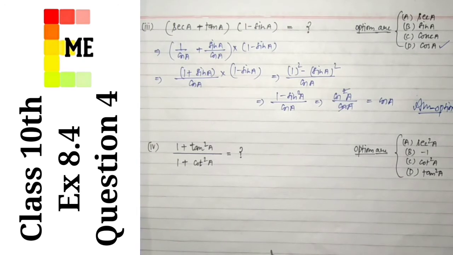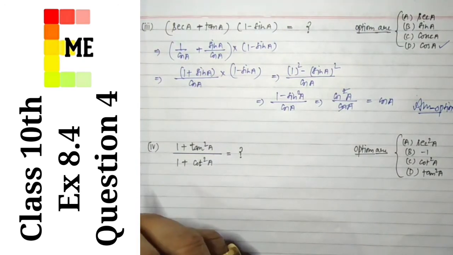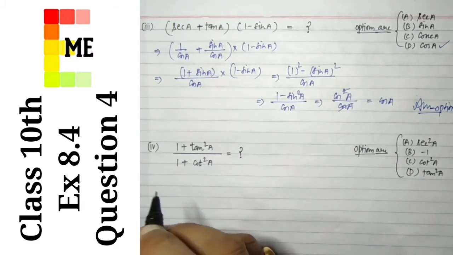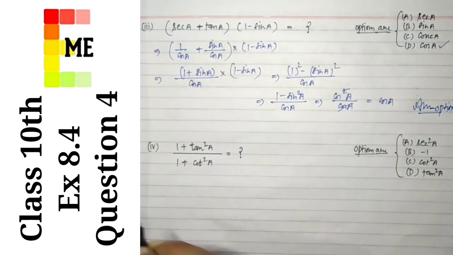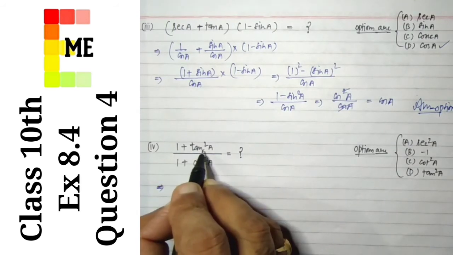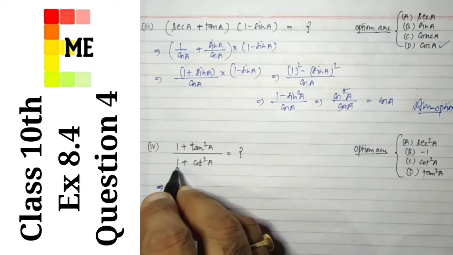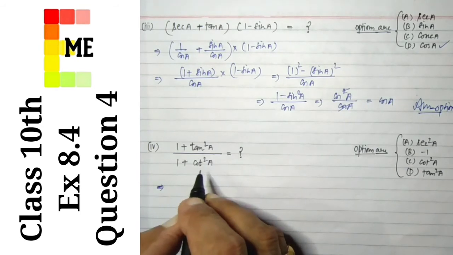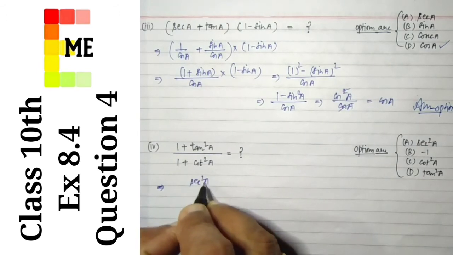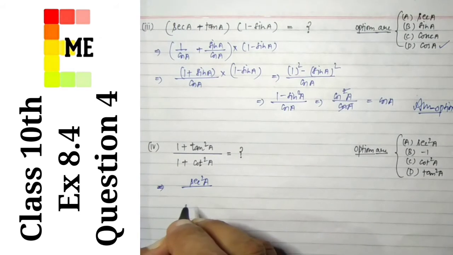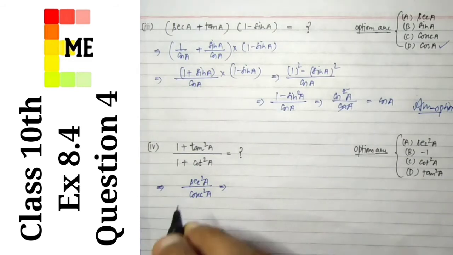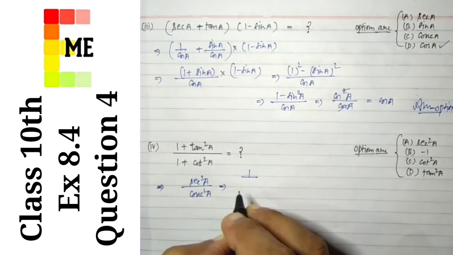Let's move on to the next part, part 4. 1 plus tan square a upon 1 plus cot square a. You have to find, and the options are given. Let's start. By the trigonometric identities, as you all know, 1 plus tan square a is equal to sec square a, and 1 plus cot square a is equal to cosec square a. So in place of 1 plus tan square a, we can write sec square a upon cosec square a. Sec a can be written as 1 upon cos a.